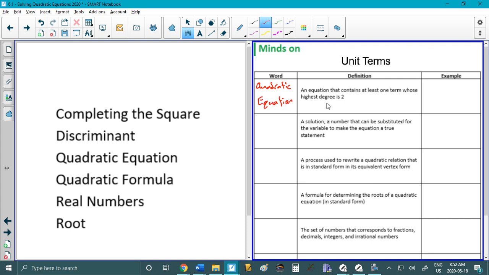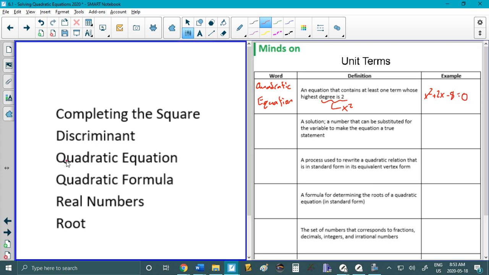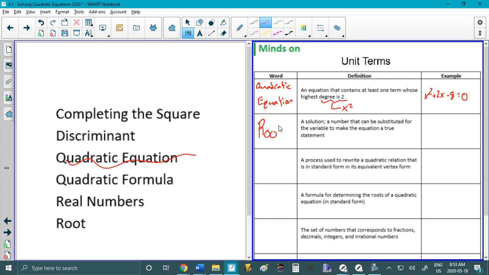Okay, and I'm going to tell you that degree 2 means we have an x squared. Okay, and an example would be x squared plus 2x minus 8 equals 0. Okay, so that one's done. A solution: a number that can be substituted for the variable to make the equation a true statement. These are solutions, and another word for solution is a root. And you're going to hear that a lot.